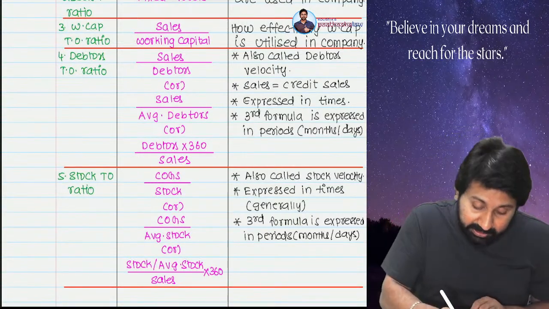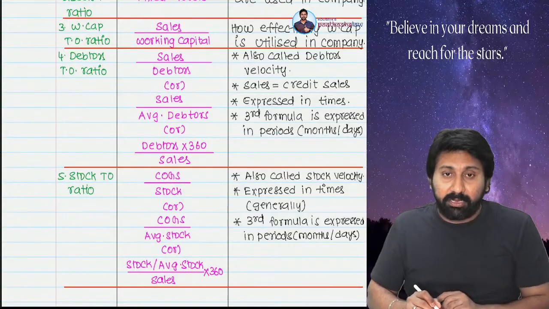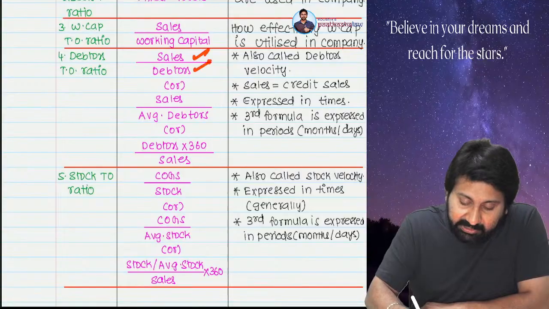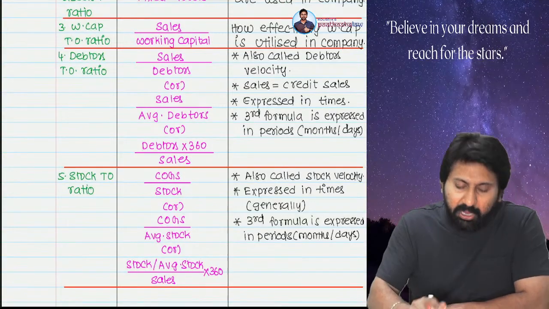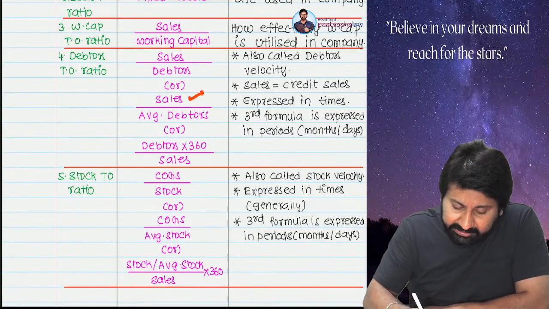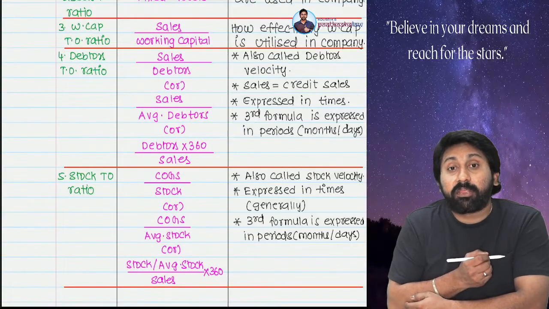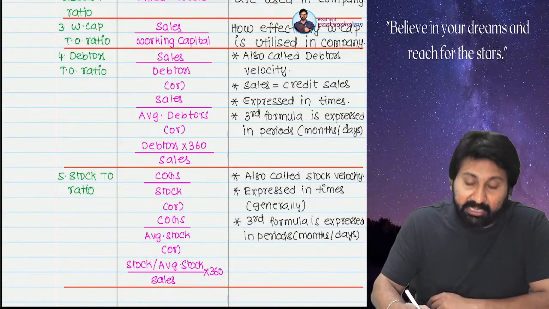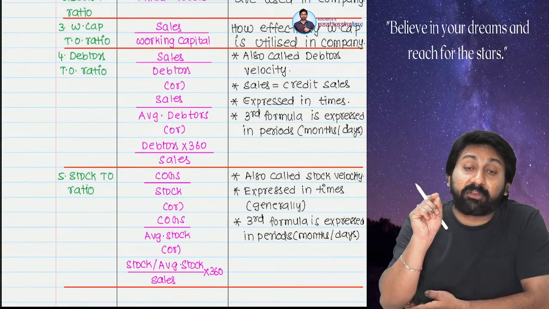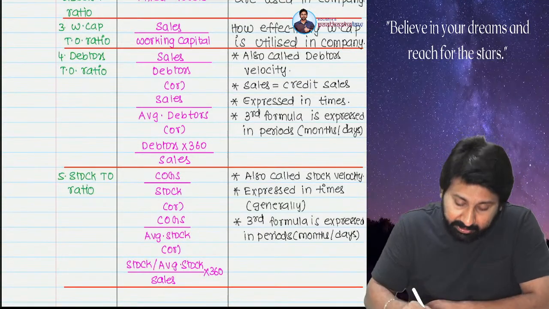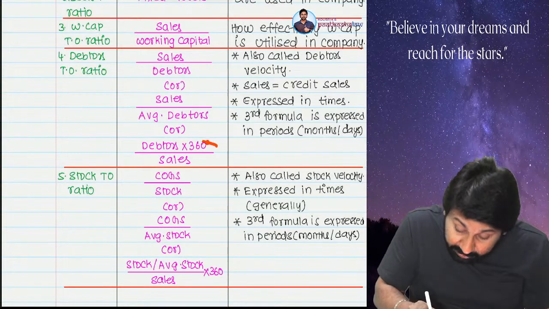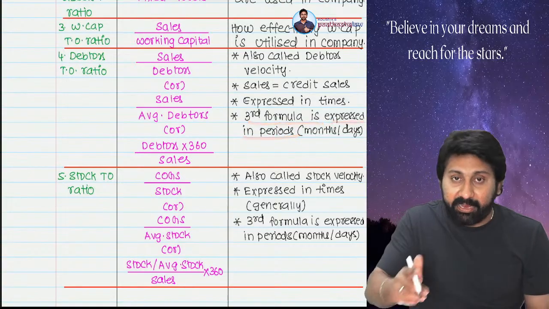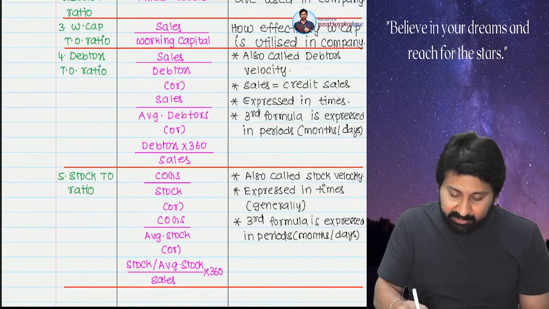So, what is this concept? Debtors turnover ratio. This can be written in three ways. Sales by debtors. Logic, everything, don't ask now. Next, sales by average debtors. If 2 years data is given, then you have to calculate average debtors. Next, if you want to express the debtors in number of days, debtors into 360 by sales. This is a very popular question in exam. That's why the third formula is expressed in period, days or months.